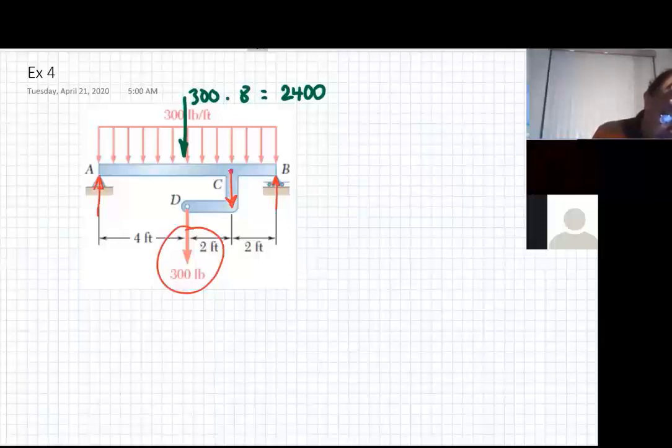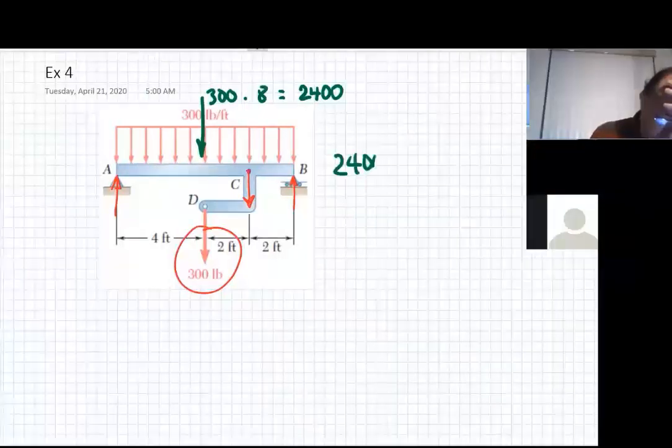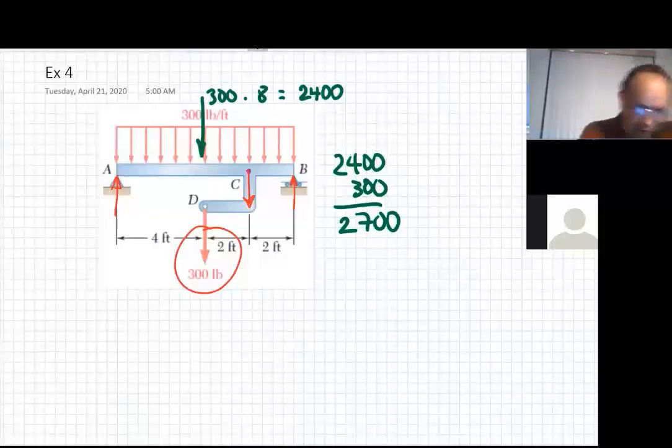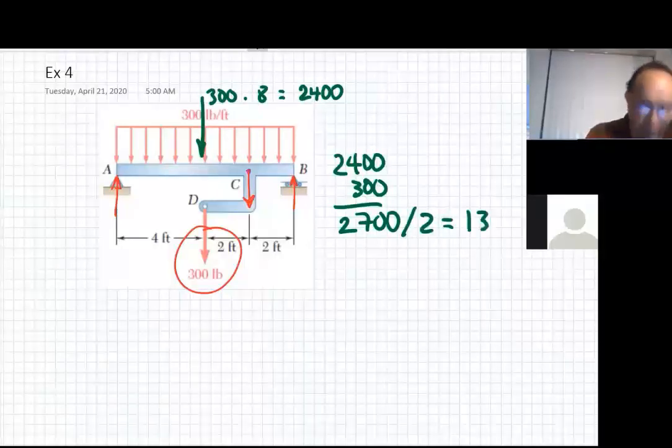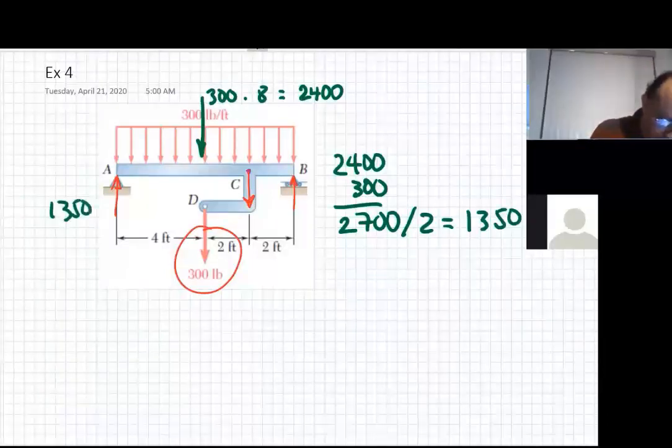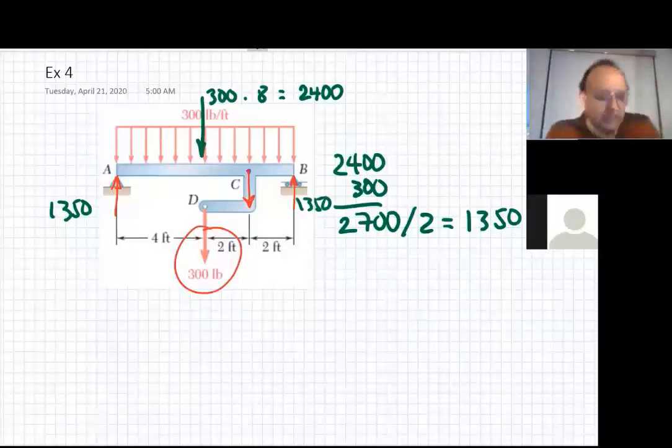And then we have another load of 300. So the total load going down is 2400 plus 300, that's 2700. And 2700 divided by 2 is 1350, right? So those will be our reactions: 1350, 1350, because everything is symmetrical. You guys see it? Okay.